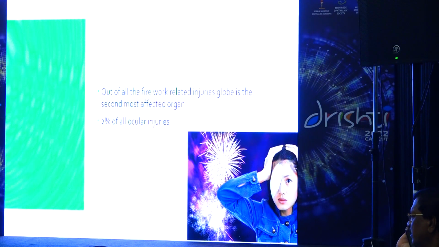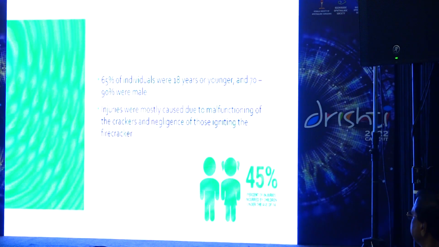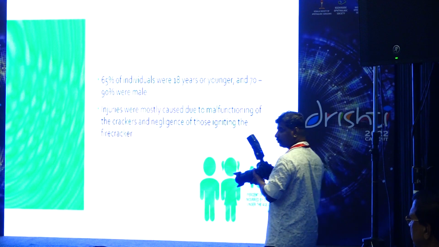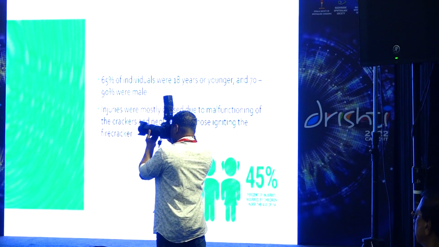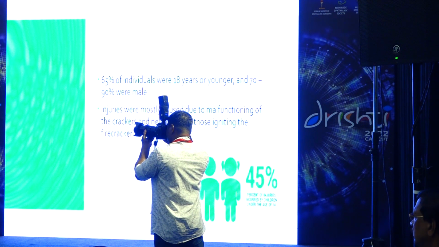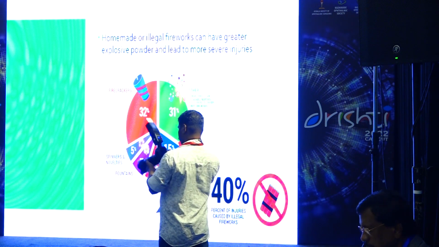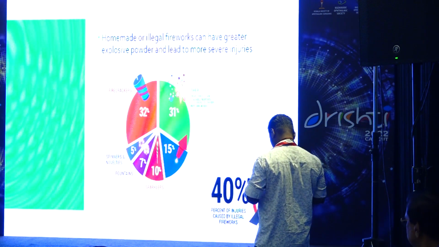Out of all firework-related injuries, the globe is the second most affected organ, and it constitutes about 2% of all ocular injuries. 65% of the individuals were 18 years or younger, 70 to 90% were male, and more than 50% of the population who had injury were bystanders rather than active igniters. Injuries were mostly caused due to malfunctioning of crackers and negligence of those igniting the firecracker. There are different types of fireworks, and homemade or illegal fireworks can have greater explosive powder and can lead to more severe injuries.